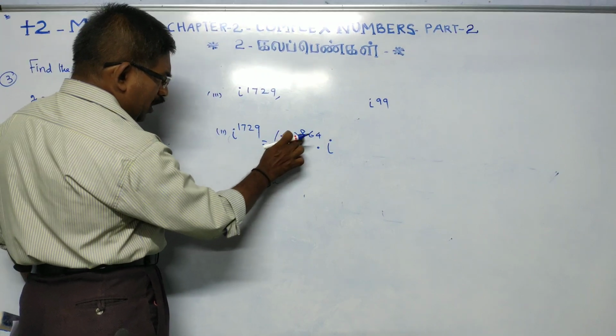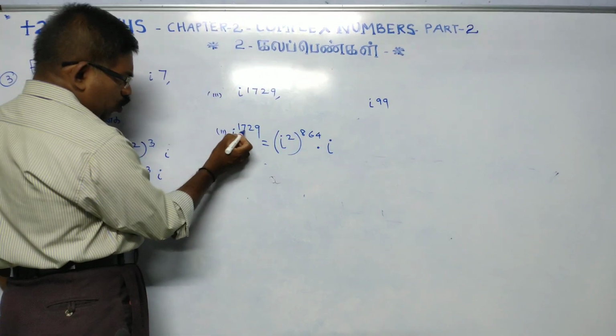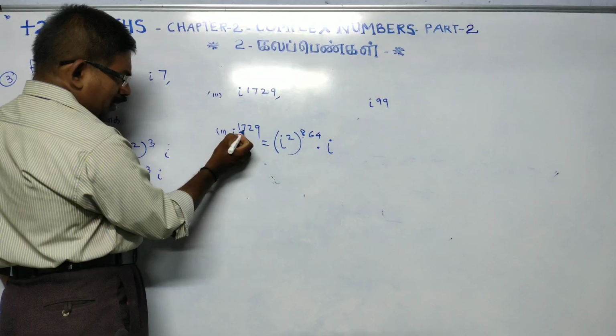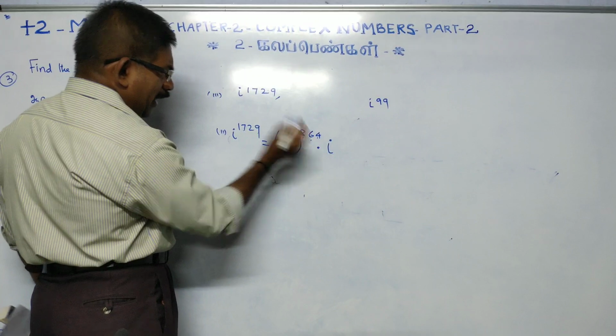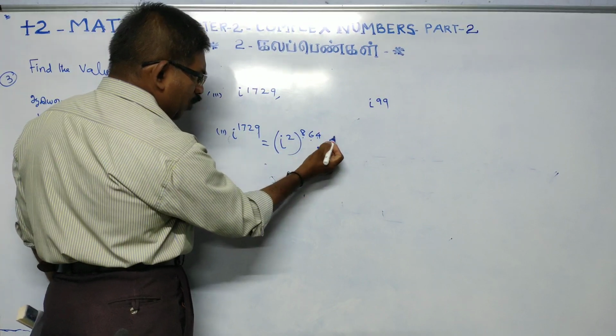2 into 864. Dividing by 2, 8 times. Remaining 1, 12 is 6. 9 is 4 times. One term remains, I keep it as i power 1.